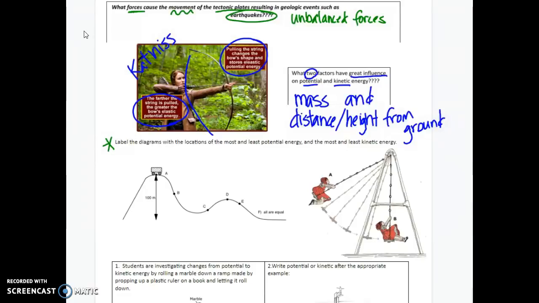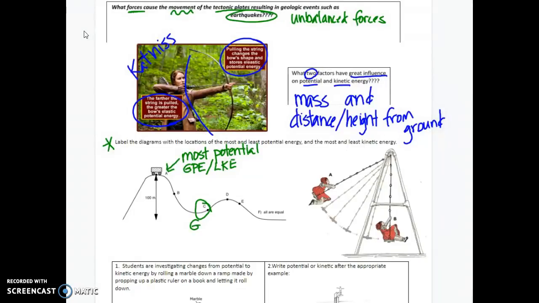Label the diagrams with the locations of the most and the least potential energy and the most and least kinetic. Again, where do we find the most potential? It's always the highest point above the ground. A, of course, is the highest point on that track, so A is where you're going to have the most potential energy. The least kinetic, because at A, you're pretty much stopped. You're not moving at all.